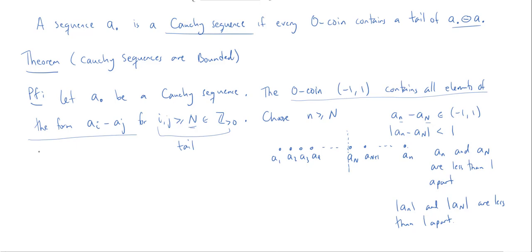And so what that tells us is that the absolute value of A_n is bounded by the absolute value of A_N plus 1. Okay, it cannot be any bigger or even as big as this number. Okay, but this number here is fixed.